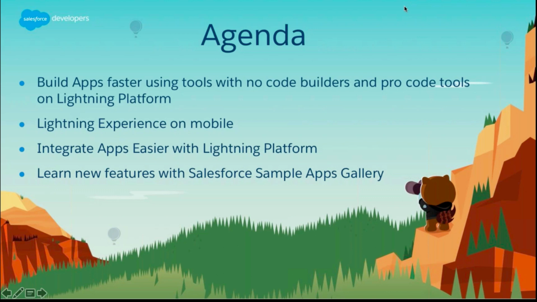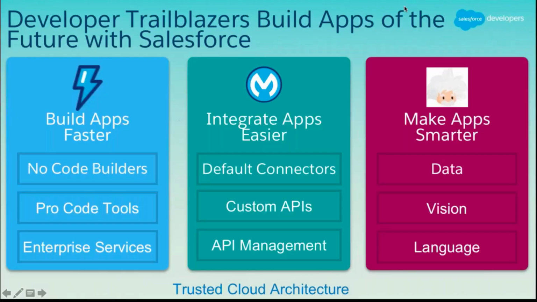So we have some no-code builders on the platform. We can build it faster using our Process Builder and other tools. And we have some pro-code tools where we can use some IDEs and tools on the platform. And we also have enterprise services to build the apps faster there.